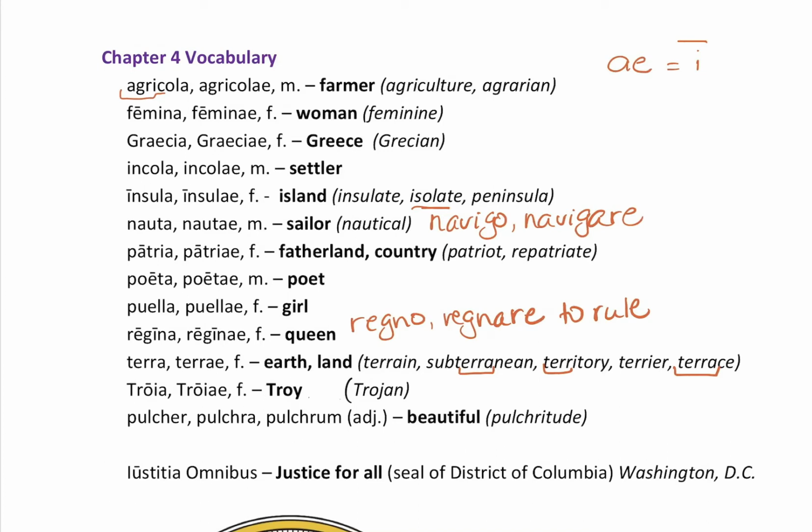So Troia, Troiae, it means Troy. We get the word Trojan. Remember the Trojan horse and the city of Troy. And then there's one word I want you to learn. It's an adjective, but we're not going to learn how to use them.